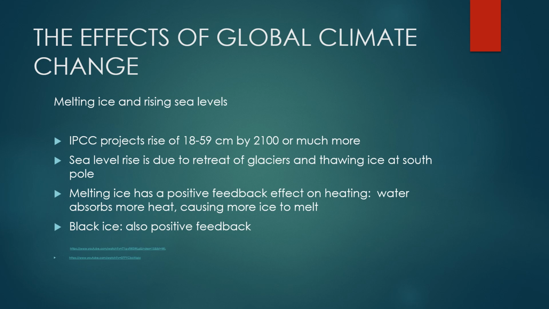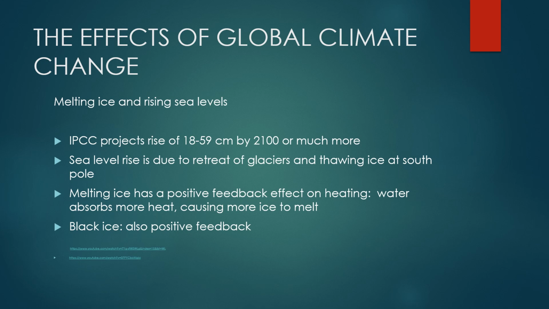Sea level rise is due to the retreat of glaciers and thawing ice at the South Pole. Melting ice has a positive feedback effect on heating. Water absorbs more heat, we talked about this, causing more ice to melt. And then also black ice.